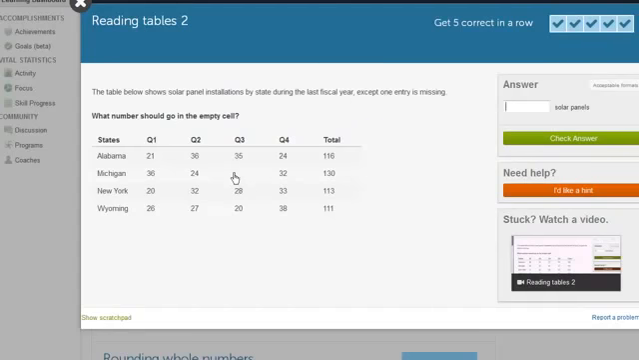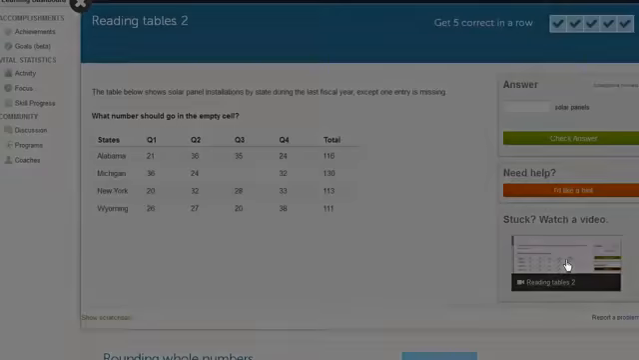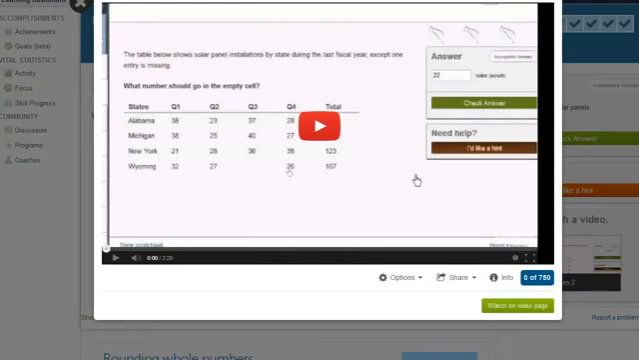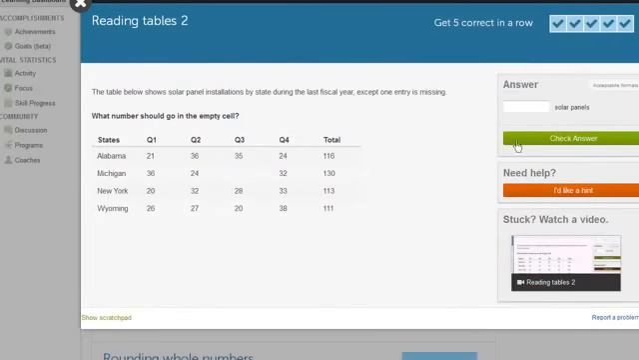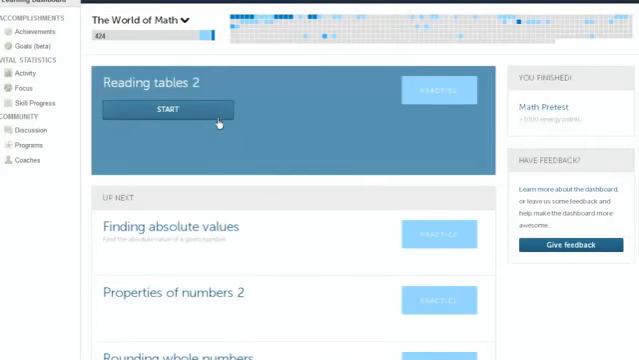So this entry is missing. And if I'm completely confused by this, I've never seen it, we have a video right here that should hopefully help explain that concept. Let me go over here. And it says for this one, I have to get 5 in a row. And if I get 5 in a row, I'm going to get to that practiced state. So I will just continue touring, but I don't have to do exactly this one.